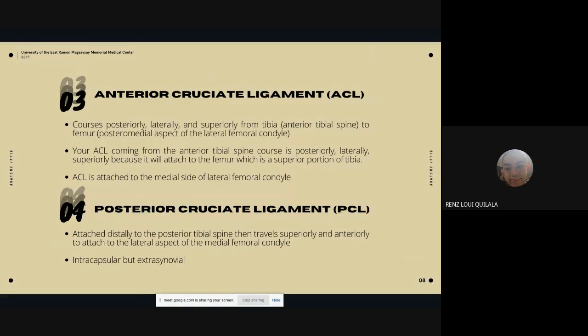The posterior cruciate ligament is shorter and less oblique in structure. It blends with the posterior capsule and periosteum as it crosses to its tibial attachment. It attaches distally to the posterior tibial spine, then travels superiorly and anteriorly to attach to the lateral aspect of the medial femoral condyle. It resists posterior displacement of the tibia beneath the femur. It has an opposite function to the ACL.